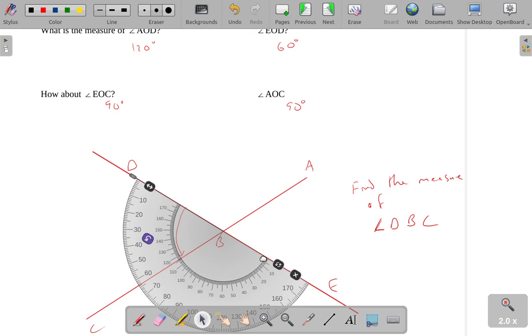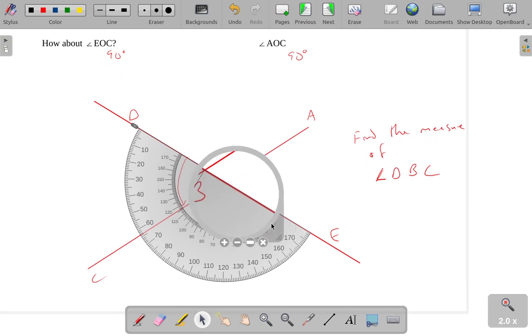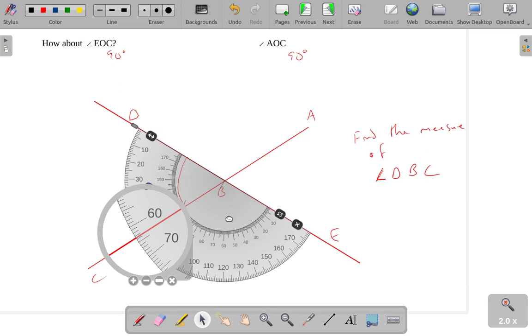So you can see there's the inner scale all the way along here, and the outer scale here. I'm using the outer scale because D is at the 0 of the outer scale. And it looks like this should be about a 60, I don't know, 63.5 degrees. So let me zoom in on this a little bit so I can get a slightly better view. Here we're looking at that. Yeah, this is 61, 62, 63. It looks like it's pretty much halfway between 63 and 64. We'll call this a 63.5 degree angle. If it was lined up exactly with this mark right here, that would be 65, you can see. Yeah, I would say that's 63.5.